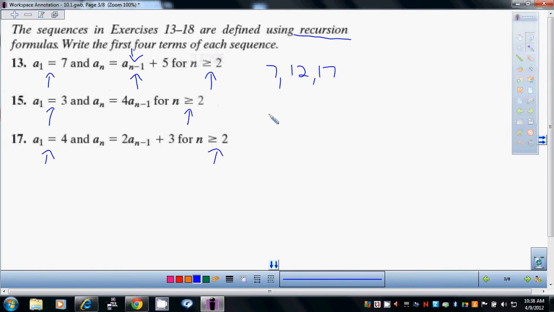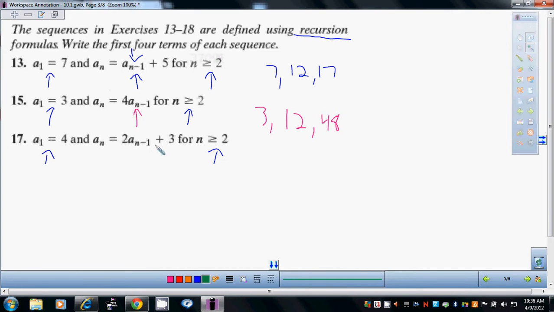Yep. That's right. Let's just do 3. Use 3 first. Now you start plugging the previous term in for your a sub n minus 1. So 4 times your previous term would be... that's it. That's all recursion is. Let's do 17 together. Actually, no. I want you to try to write down the first terms. Actually, it says 4. Write down the first 4 terms for number 17.